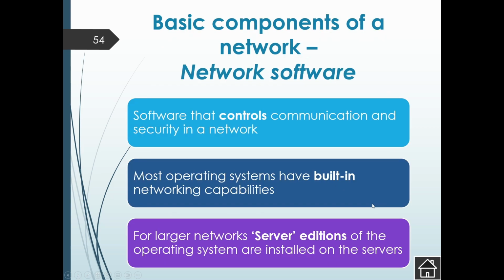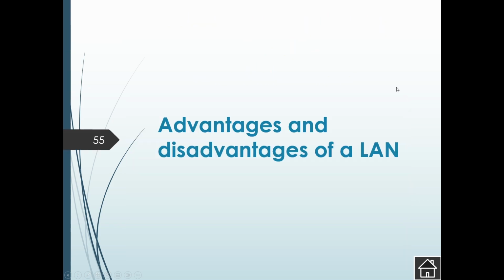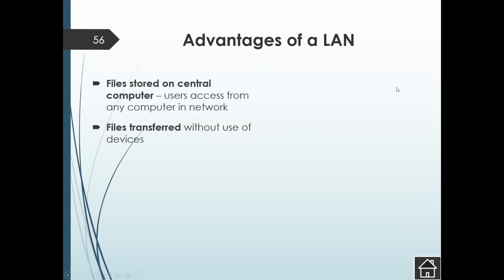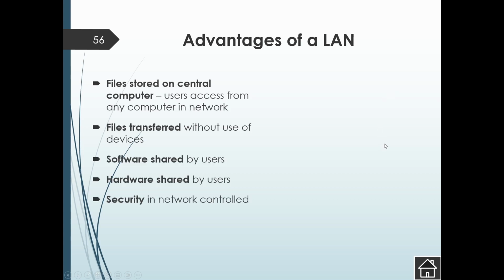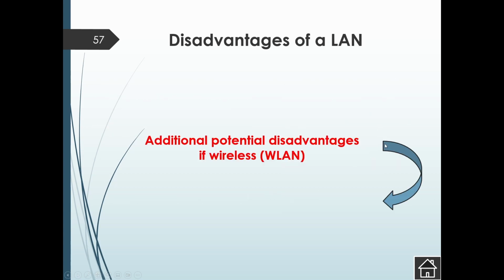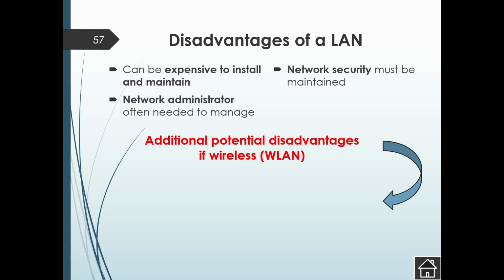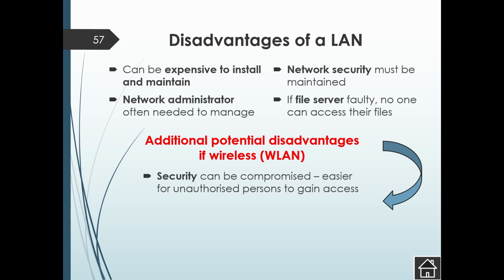Okay. Then we move on to network software. Now, you obviously need a program that's able to connect you to a network. Because, I mean, you've got all the hardware in place, so we need software. And most of our operating systems have that capability built in. For larger networks, they remind us you've got server editions, etc. And that's okay. Then they went into the advantages and disadvantages of the LAN. You can go through that. Like I said, you need to only know like 2 of them, what some of the disadvantages are as well, and then the additional potential disadvantages if it's wireless.